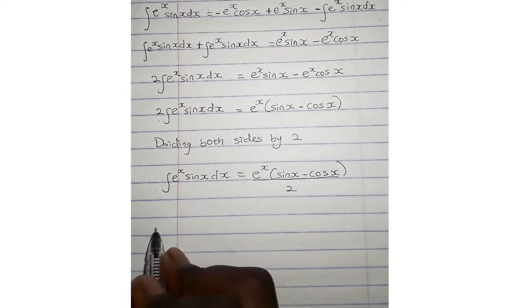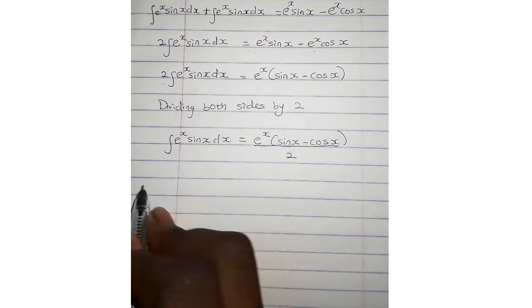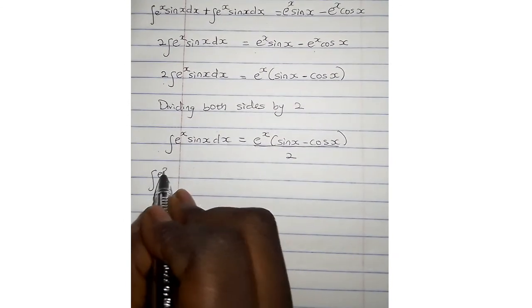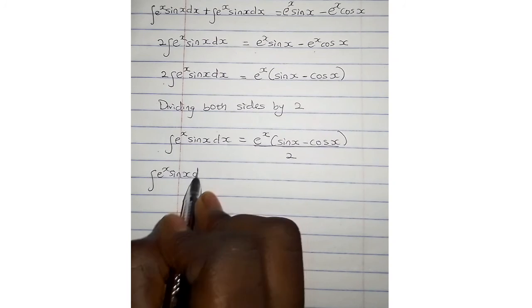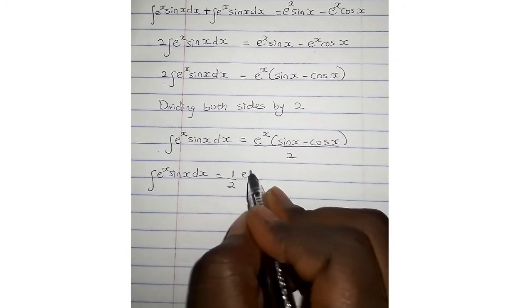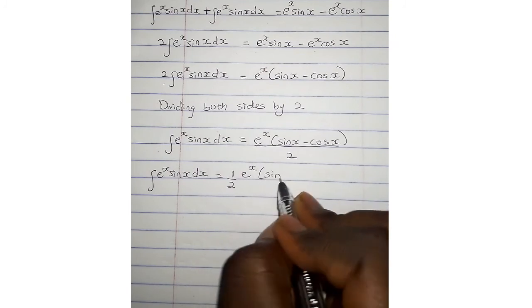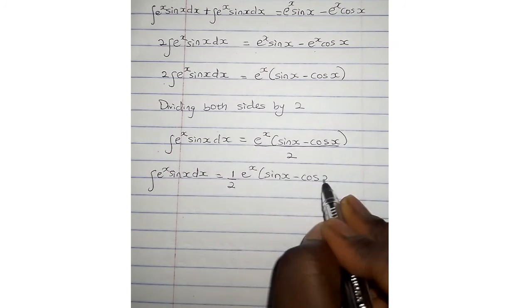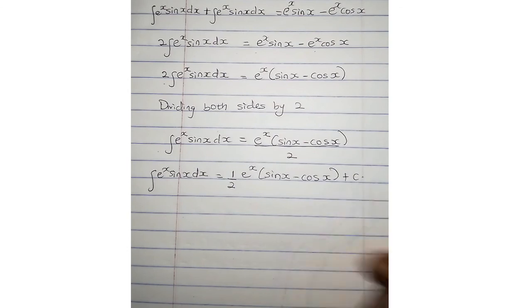So therefore we're going to have the integral of exponential x sine x dx equal to 1 over 2, exponential x all into sine x minus cos x plus c. Alright, now this is the answer when we integrate this function. It's kind of long, but it's easy when you follow the steps and you apply all the rules when necessary.